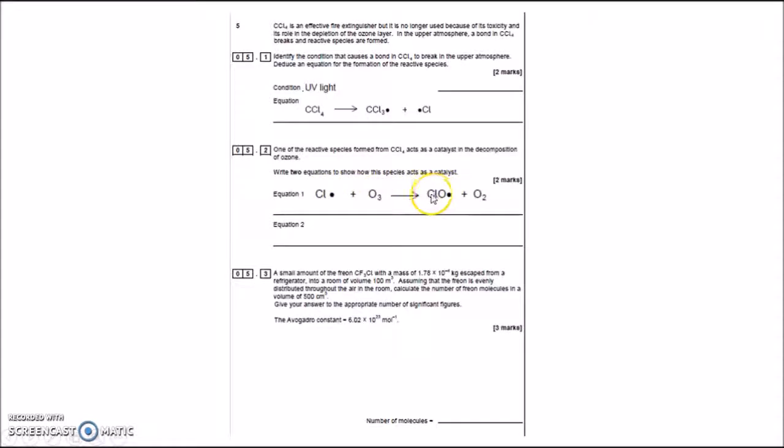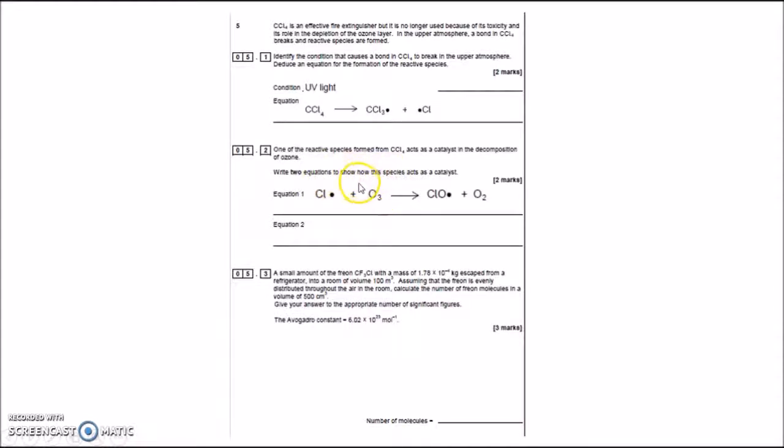And then you can work out what's left. What haven't we used? Well, we haven't used a Cl, so that must be in there. There's O3, 3 O's makes 2 O's, O2, so there must be an O in there, and then there's a dot, which is an unbonded electron. We've got to show that as well. Now, what actually happens then is that it reacts again. So ClO dot is going to react again with more ozone.